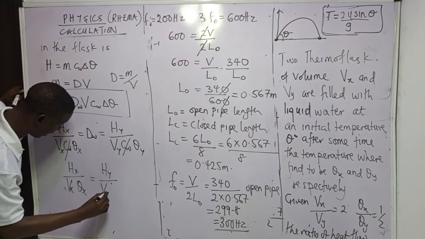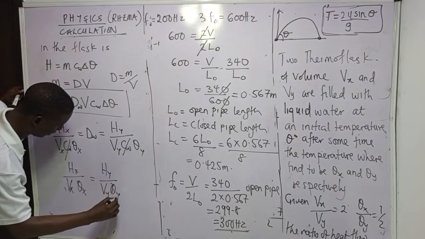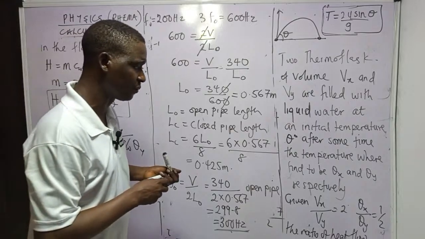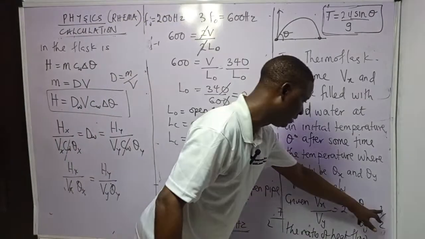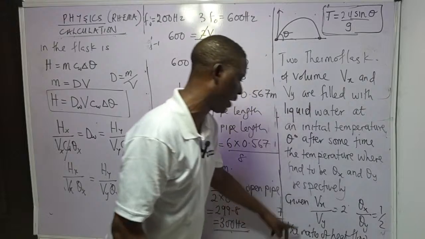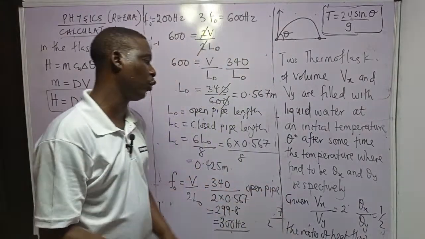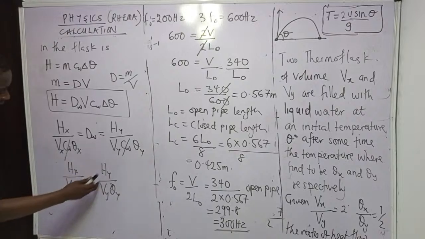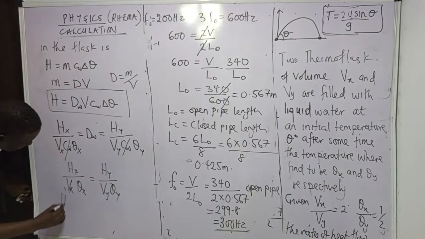Vy over what? Vy and theta y. Now, but take note of something. They've given us theta x to theta y and they're giving us volume. So we are looking for h now. So let's divide what? Which one do we divide? Let's divide Hs over Hy.